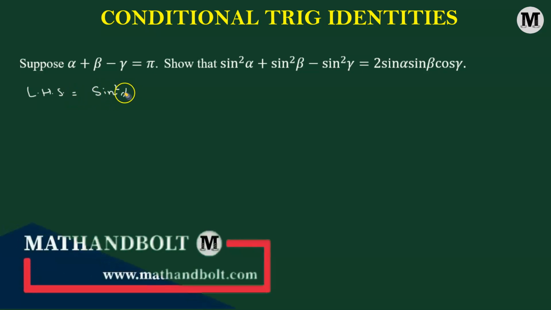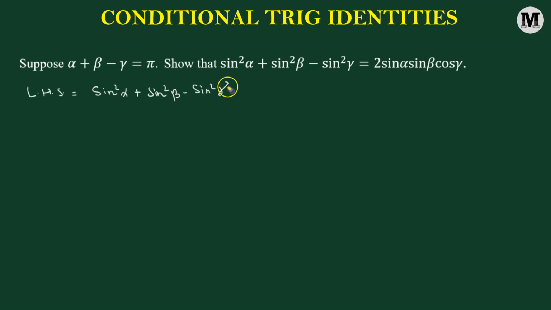sine squared alpha added to sine squared beta minus sine squared gamma. Now we are going to use an identity. We know that sine squared theta added to cosine squared theta equals 1. So we can express sine squared theta as 1 minus cosine squared theta. Using this, we are going to change the first term and the third term. So sine squared alpha is going to become 1 minus cosine squared alpha.